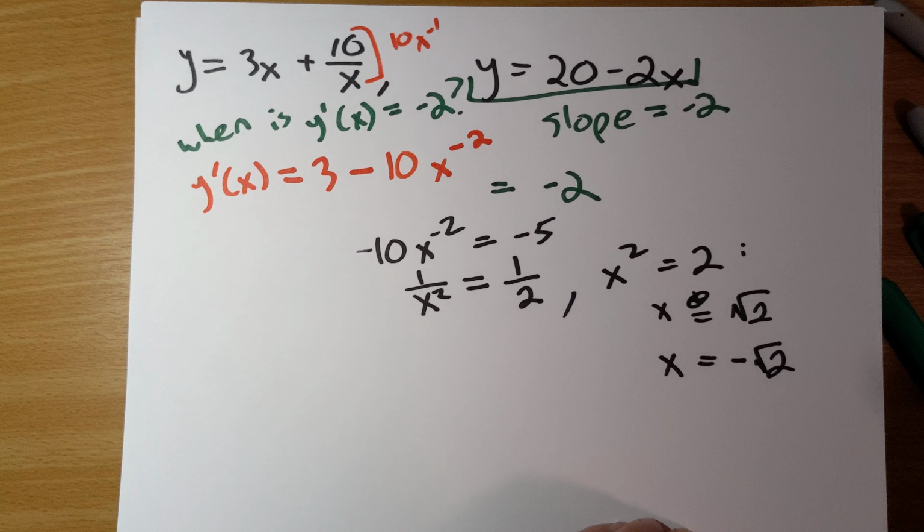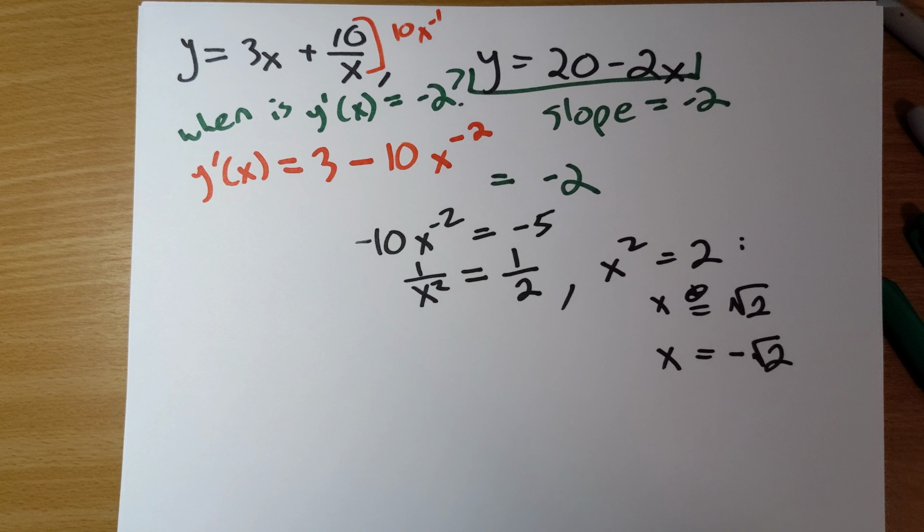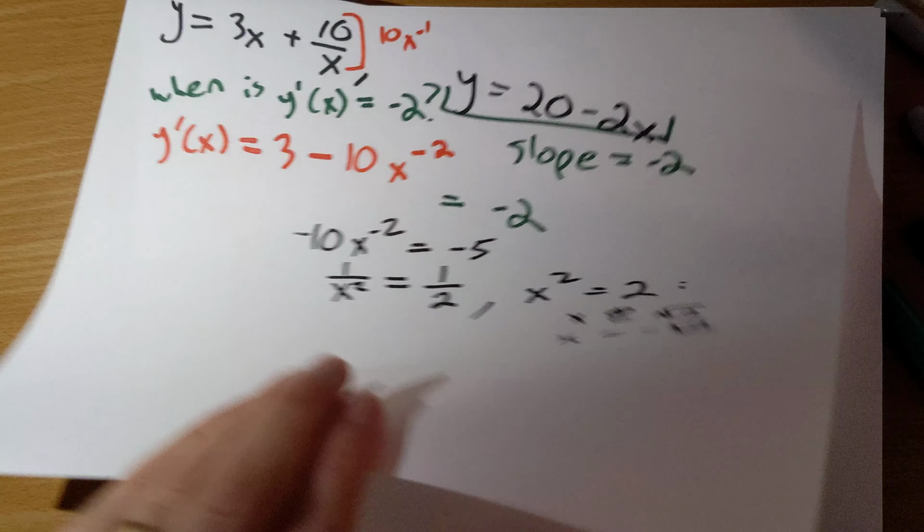Okay, so that's problem 43. The main thing here is realizing that when the tangent line is parallel to this line, being able to interpret that to say, oh, we need the slope to equal -2. Okay, that's problem 43. Problem 44.